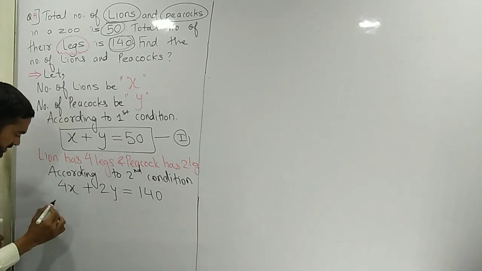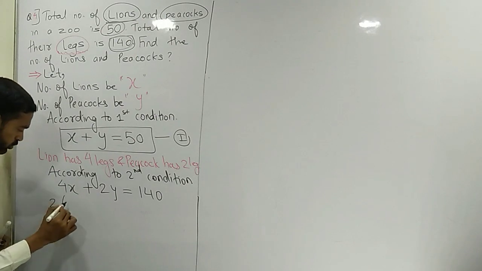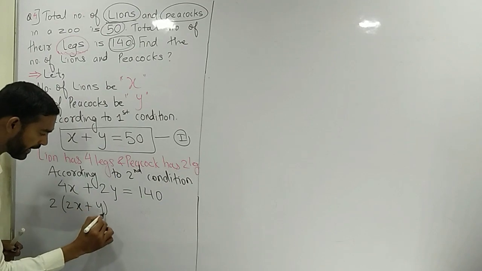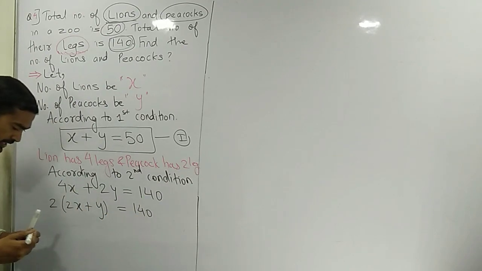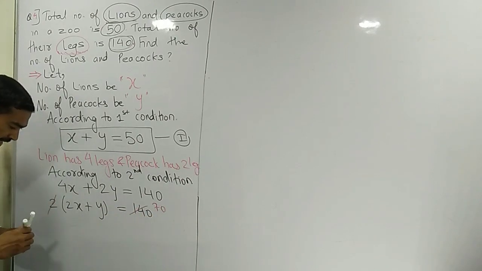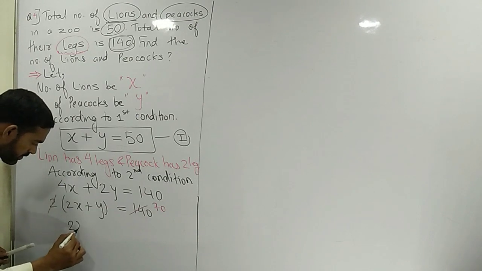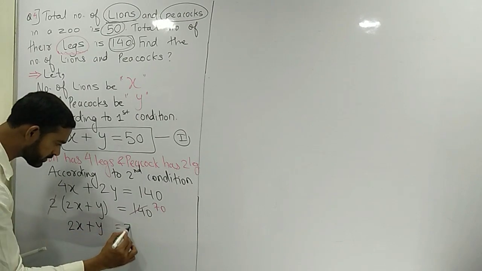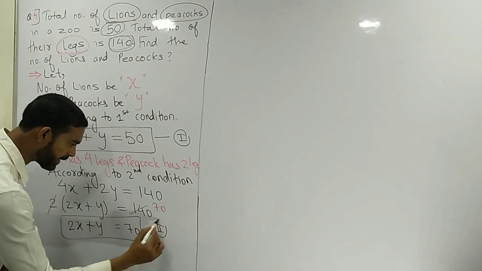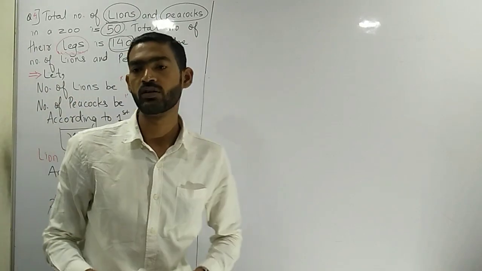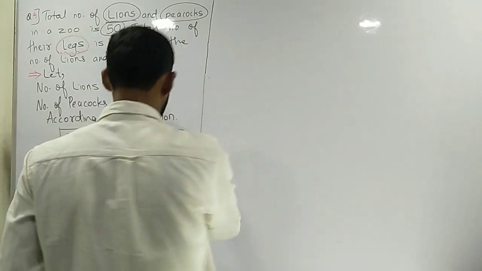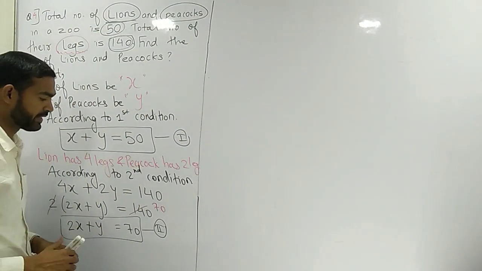Can we take something common? Yes. I can take 2 as common. So 2 2s are 4x. Next, 2 I have taken common. We left Y. Then we got 140. Let us divide. 2 1s are 2, 2 7s are 14. So my second equation will be 2x plus y equals 70. This will be my second equation. Clear students? Do we all have understood exactly how we got equation number 1 and equation number 2? Okay, now let's move further.